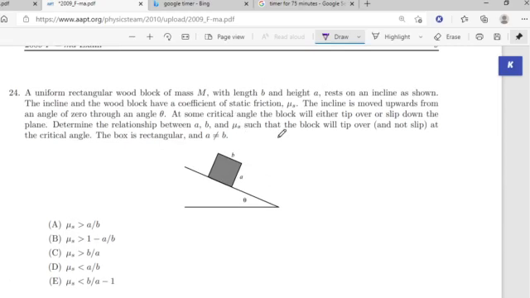A uniform rectangular wood block of mass m with length b and height a rests on the incline shown. The incline and the wood have a coefficient of static friction mu sub s. The incline is moved upwards from an angle of 0 to an angle of theta. At some critical angle, the block will either tip over or slip down. Determine the relationship between a, b, and mu s such that the block will tip over and not slip at the critical angle.